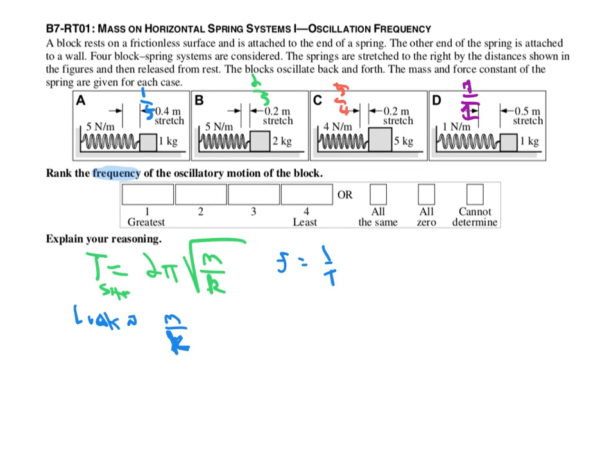Notice that we are not making any reference to the stretch because the amplitude does not affect the period and it does not affect the frequency. So the 4.4 meters or the 0.2 meters, that's all just irrelevant really.